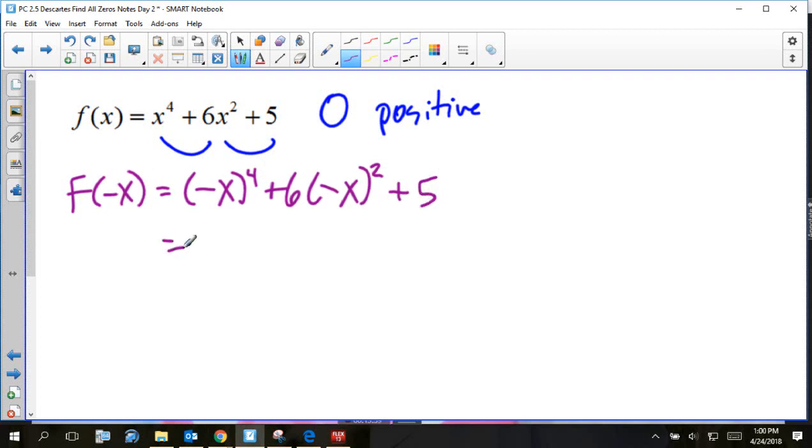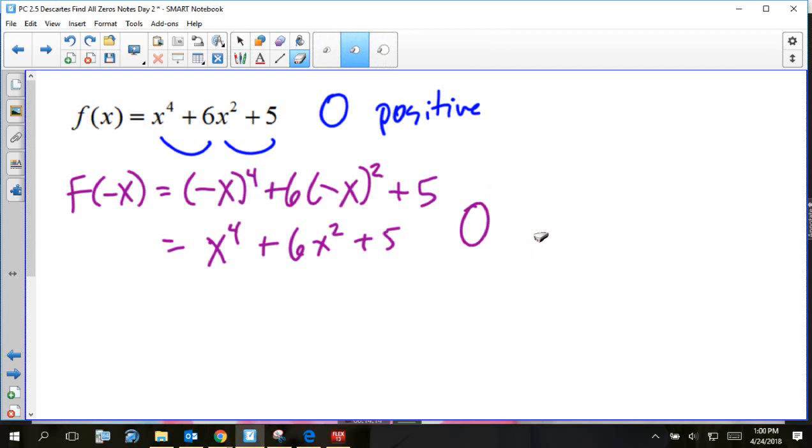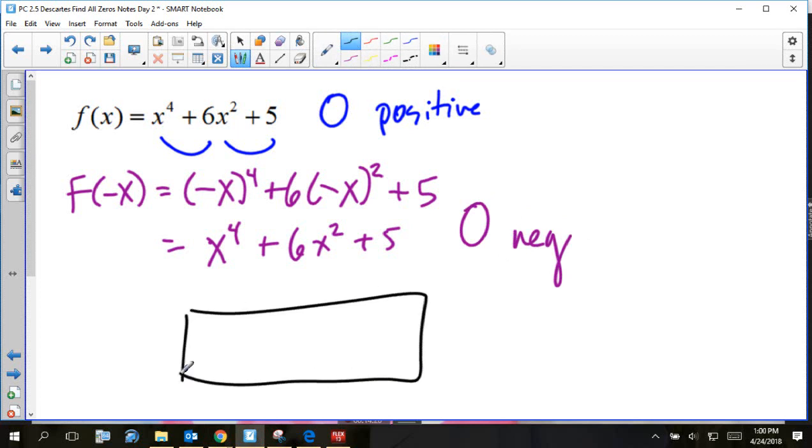So if I take negative x to the fourth power, that's positive x to the fourth, plus 6x squared plus 5. So we have 0 negative. So my chart would be very easy. It would be positive, 0, negative, 0, imaginary, 4. Degree is 4.